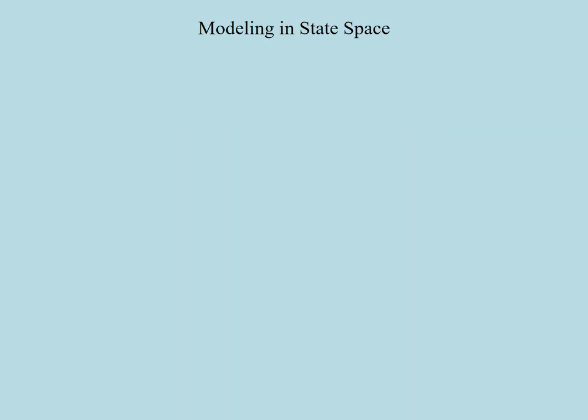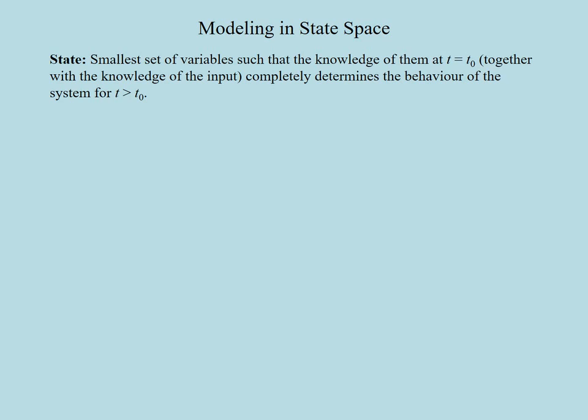To explain the state space approach, first we need to define the concept of state. The state of a system is the smallest set of variables such that the knowledge of them at an initial time, maybe together with the knowledge of the input of the system, completely determines the behavior of the system for all future values. In other words, the value of the state at any instant summarizes the past of a system which is necessary to compute its future.